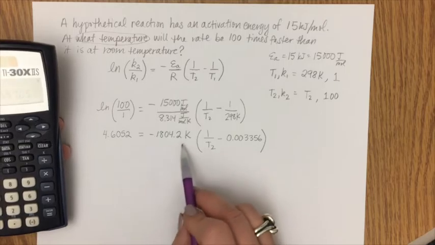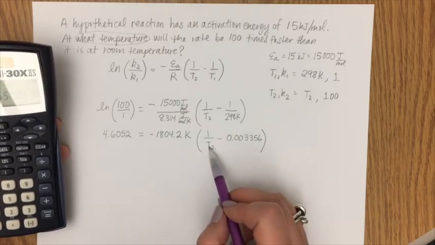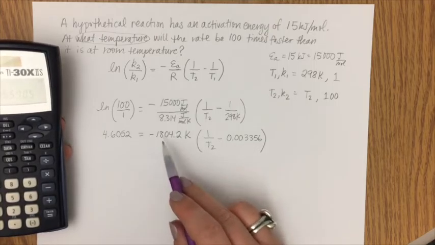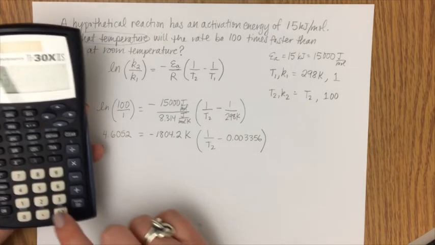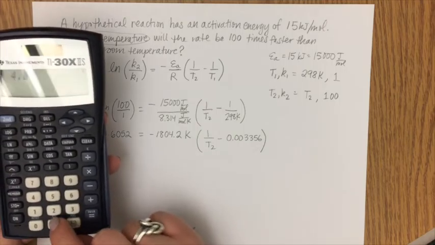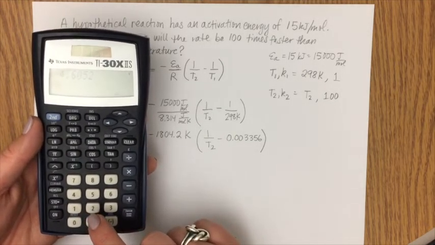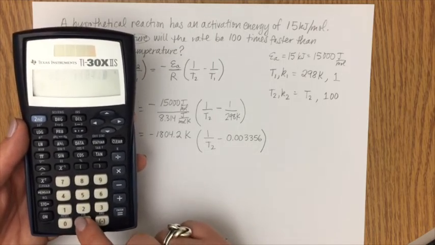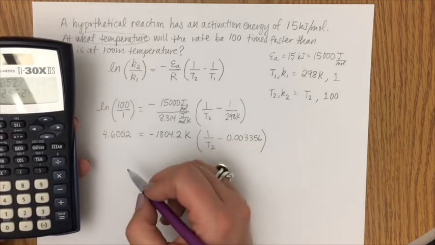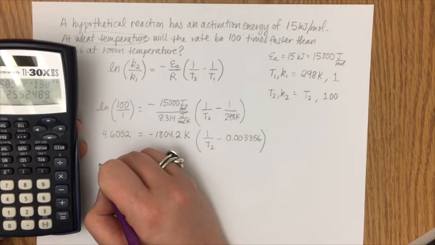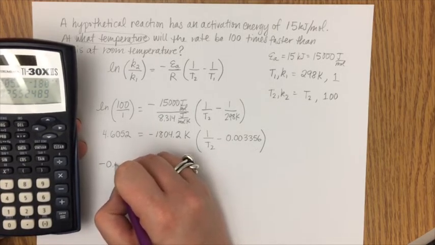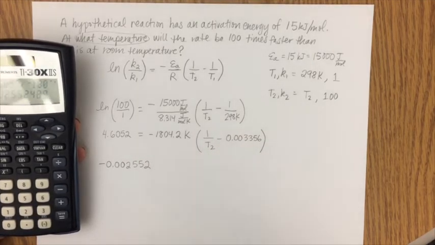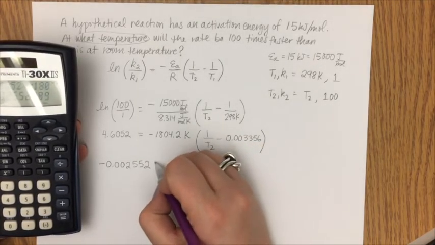Okay, so now thinking about what I have to do algebraically, I've got this stuff over here and it's multiplied by this number, which is inconvenient because I want my T2 to be by itself, so I'm going to divide both sides by negative 1804. So I've got 4.6052, which was what I had there originally, divided by negative 1804.2. And that's going to give me on the left side negative 0.002552 per Kelvin.